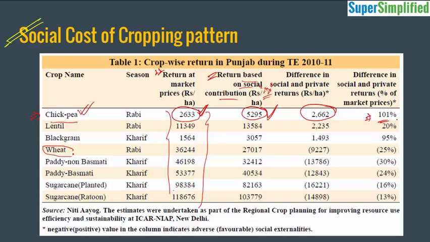And similarly, if you see wheat, then wheat is having a very high return as compared to chickpea. It is having 36,244 rupees return per hectare. So this is the private return which we are talking about. But if you talk about the return based on the social contribution, then you are getting only 27,000 rupees, right? So there is a negative figure here. There is a negative return of 9,227 rupees, a difference of minus 25%. So wheat should get a lower weightage than chickpea, keeping in mind the social cost which we are incurring. So these are the social costs and returns.